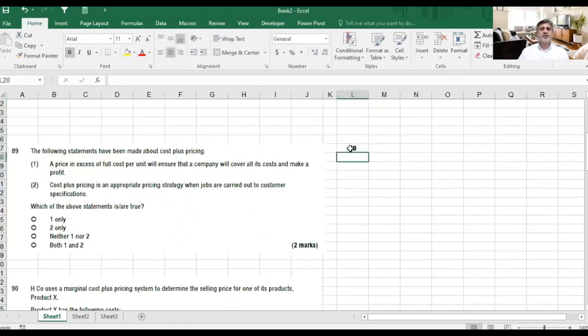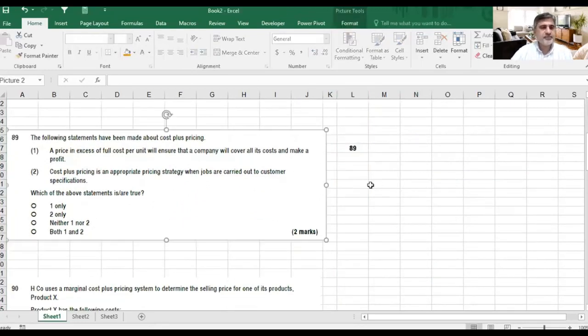It's a theoretical question. Everybody please read it quickly and then we will do the answer. The following statements have been made about cost plus pricing. Now, what is cost plus pricing? Let me explain. It's a traditional way of pricing your product. Cost plus pricing means that you incur all of your cost, and it is also sometimes called full cost plus pricing, and it is based on absorption costing method.